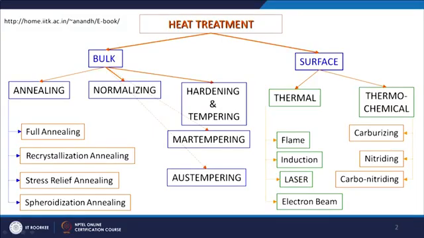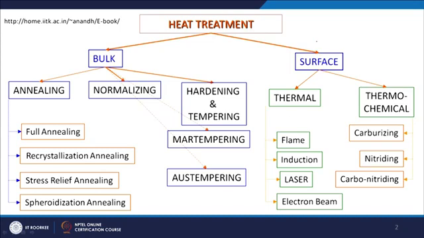This is an overall snapshot of heat treatment. I took it from this particular e-book, a very good book. You can also refer to this e-book from Anand Subramaniam in IIT Kanpur. Heat treatment can be divided into bulk heat treatment or surface heat treatment. In bulk heat treatment, you can have annealing, normalizing, hardening and tempering, martempering, austempering; we will see all these heat treatments. In annealing also it can be full annealing, recrystallization annealing, stress relieving annealing or spheroidization annealing.